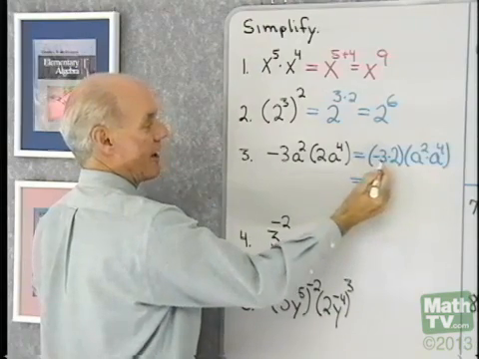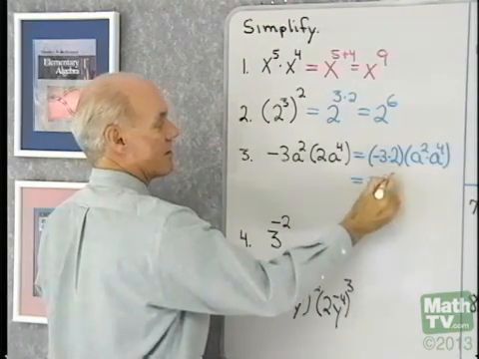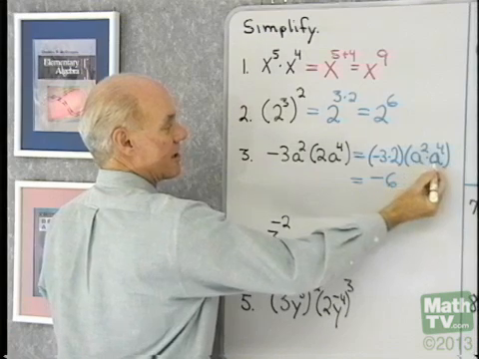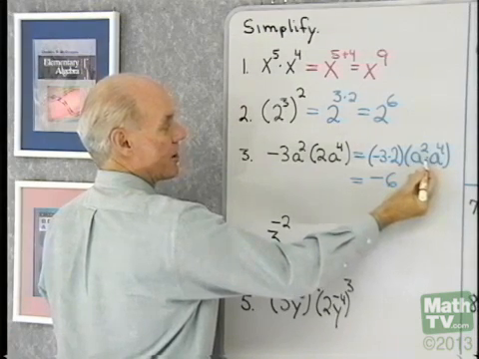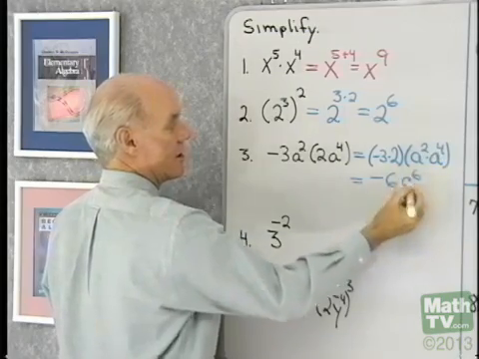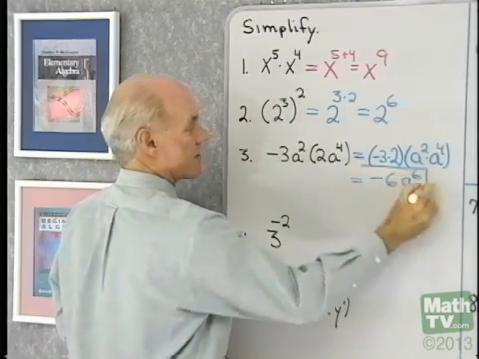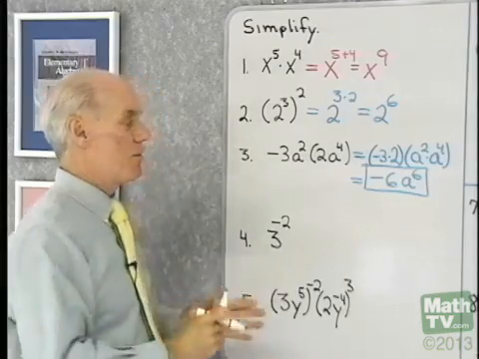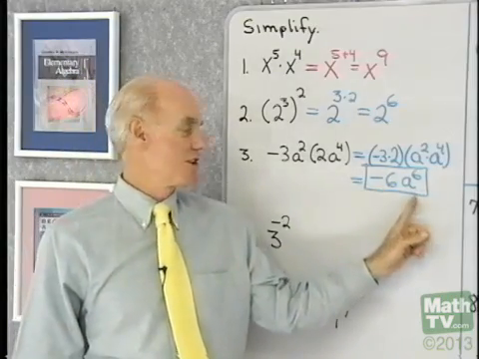Since it's all multiplication, I can rearrange the order and I can rearrange the grouping. Now I'll just simplify. Negative 3 times 2 is negative 6. A to the second times a to the fourth. It's multiplication with the same base, so I add exponents and I get a to the 2 plus 4, which is 6. So there's my answer to that problem, negative 6, a to the 6th power.